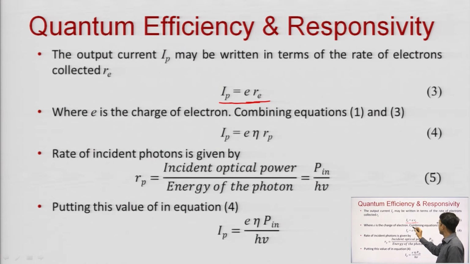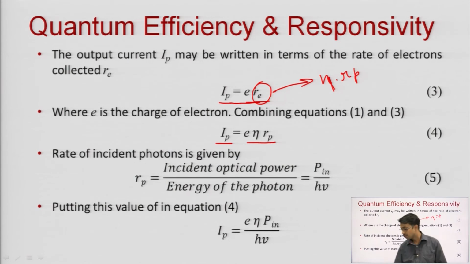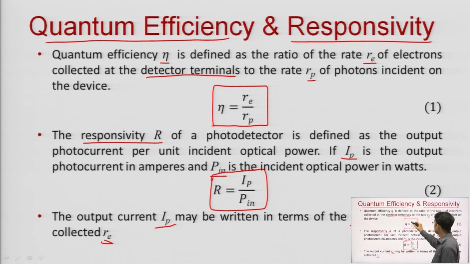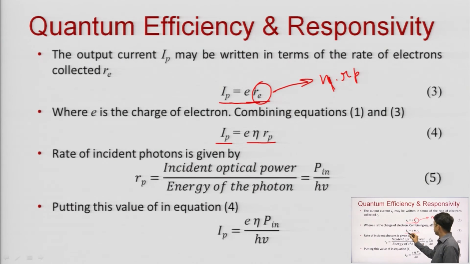Okay. Now, combining equation 3 with equation 1, what can we get? IP is equal to E into eta into Rp. What we have done is we have replaced this Re with eta into Rp from equation 1. What is Re? Re is equal to eta into Rp. So, photocurrent is E into eta into Rp.